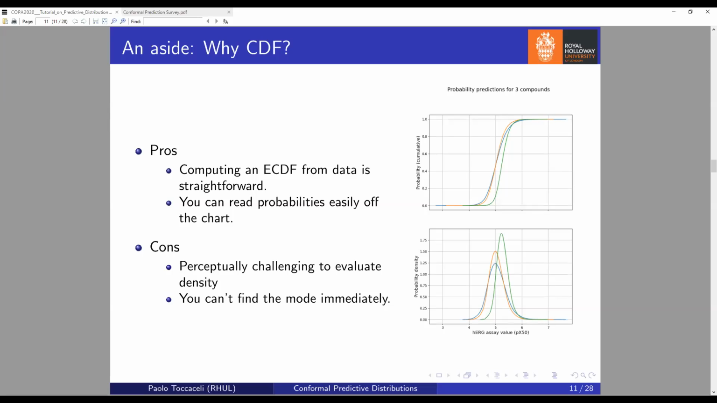However, there are also some cons. If you're interested in rapidly identifying the modes, the values with highest probability density, this is rather difficult from the ECDF, because there is a perceptual problem of evaluating the steepness of the slope. That's a limitation, but I feel that CDFs are more honest, and people tend to misinterpret probability density as probability, whereas it's not. In my experience communicating this with non-experts, this can be a problem.